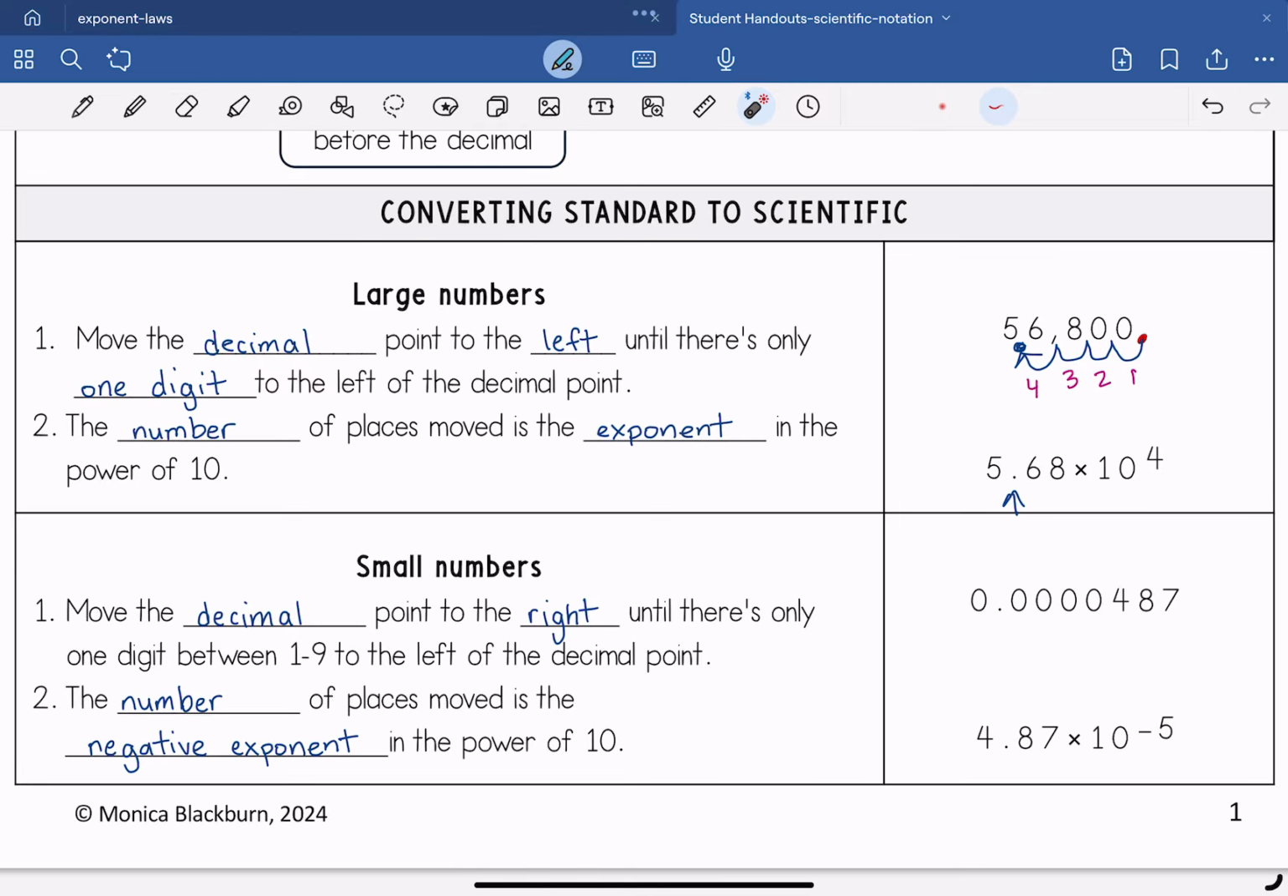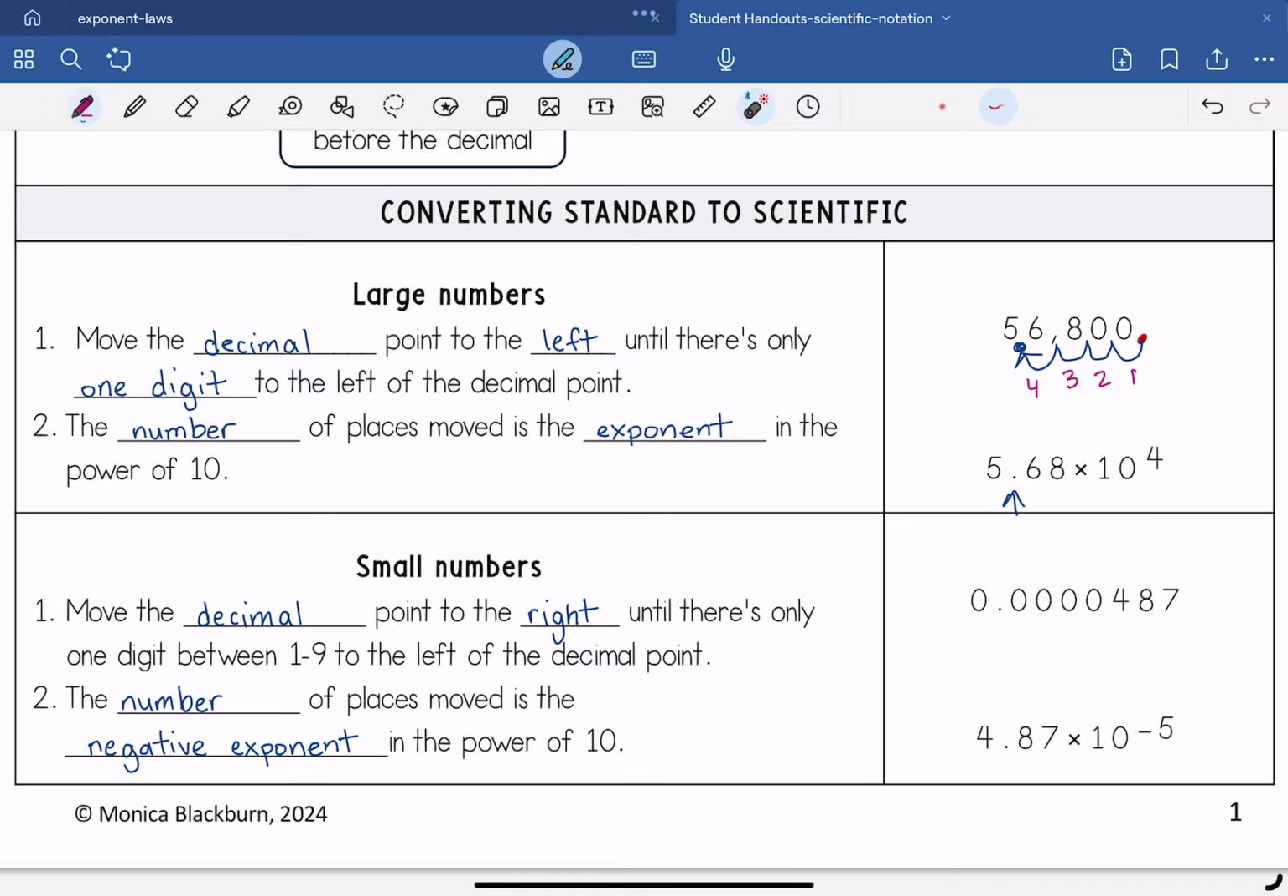Now, if you wanted to convert small numbers, like the small number here to the right, because it is smaller than 1, 0.000487. Step 1, move the decimal point to the right until there's only one digit between 1 and 9 to the left of the decimal point.